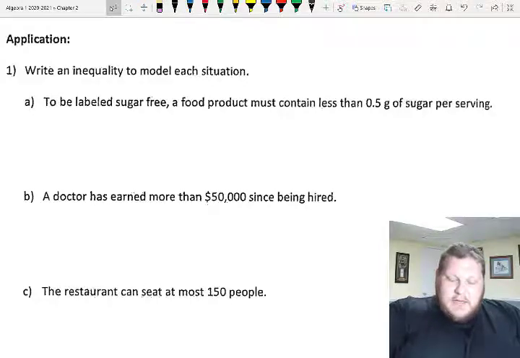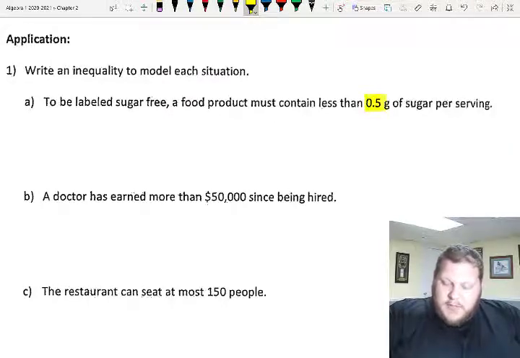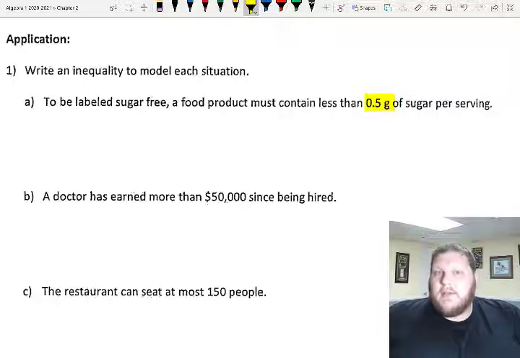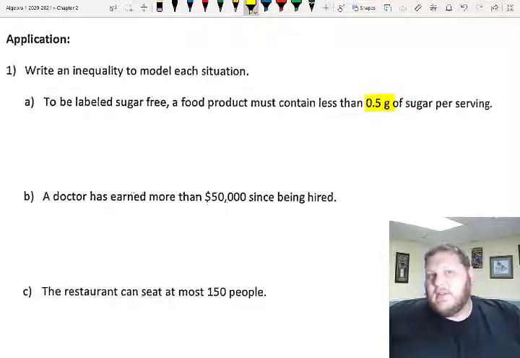So in this case, for part A, to be labeled a sugar-free food, a food product must contain less than 0.5 grams of sugar per serving. So important information here. Obviously, 0.5 is going to be our boundary. That's going to be our dividing spot or dividing point from where it can be considered sugar-free versus not sugar-free.